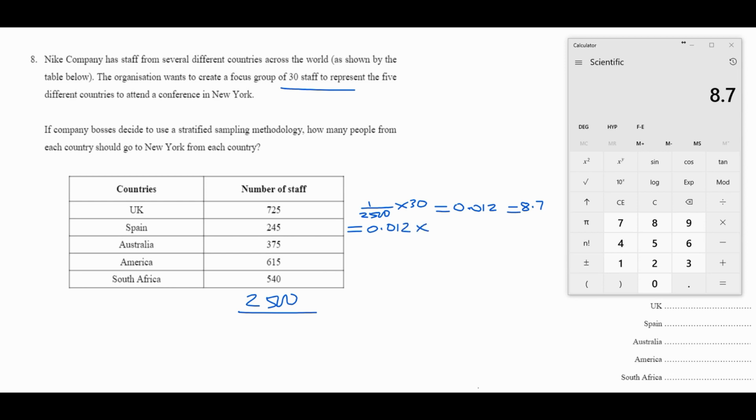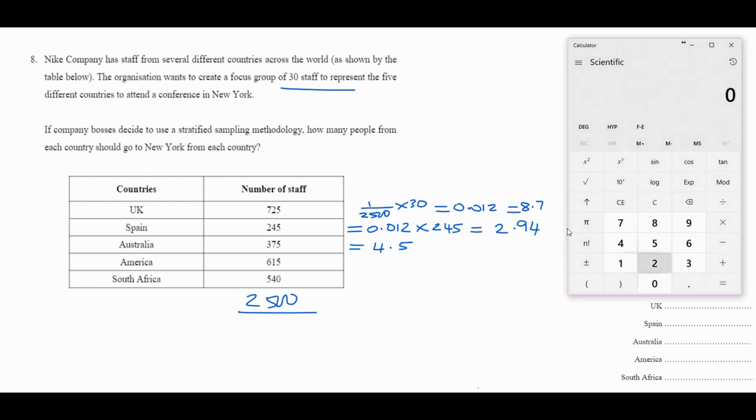0.012 times 245, that is going to be 2.94. And the next one is 0.012 times 375, 4.5.